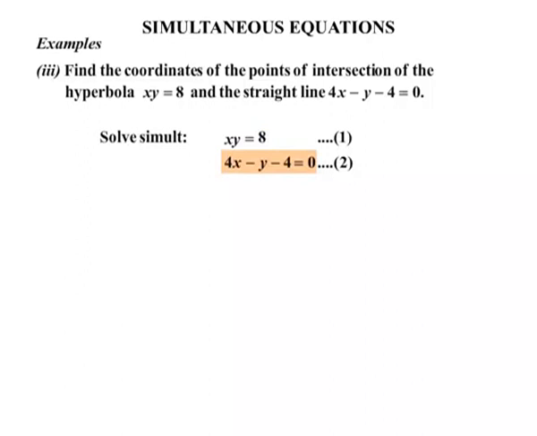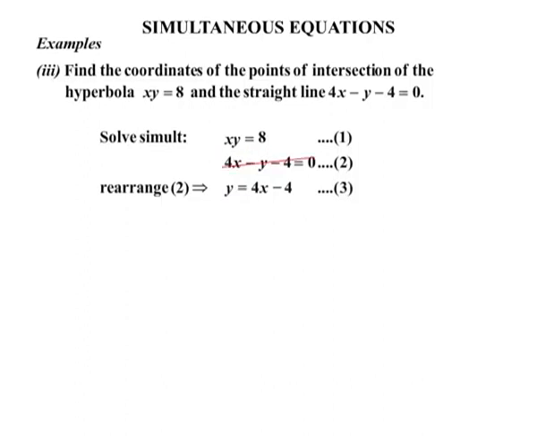Okay, we can't really add or subtract anything there, but what we need to do is try to make one of the things the subject. And in that case, we'll try to make y the subject. At the moment, it's negative y, so to make y the subject, we'd take it to the other side so it becomes positive. So what we're doing, we're actually rearranging equation 2. We've taken the negative y over, become positive y, and then the rest of it will just be 4x minus 4. Now at that stage, we'll call that 3.